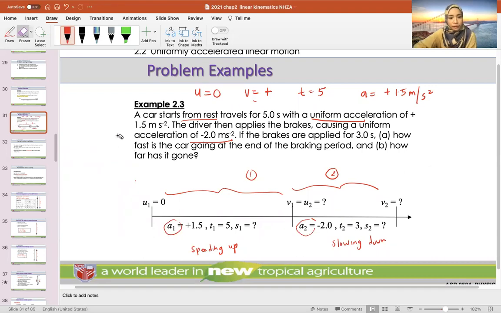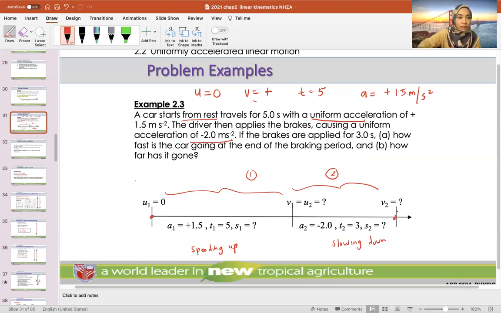Okay, so I hope that's clear for everyone. Kenapa kita divide into 2 sections? Okay. So now, how fast is the car going at the end of the braking period is asking for V2, and how far has it gone? Daripada starting point to end point is asking for the displacement.